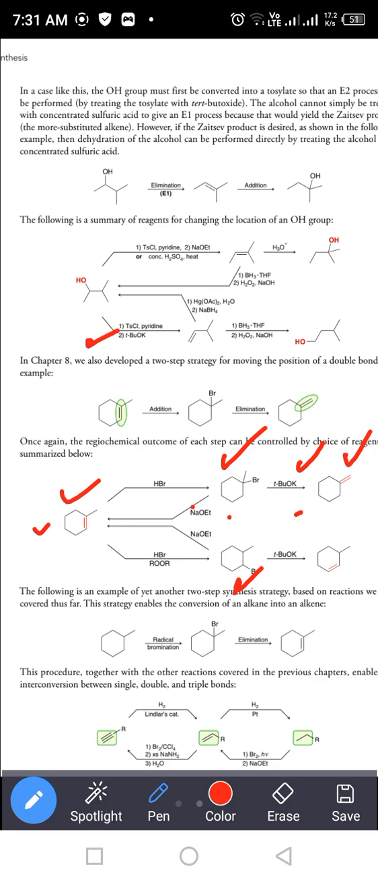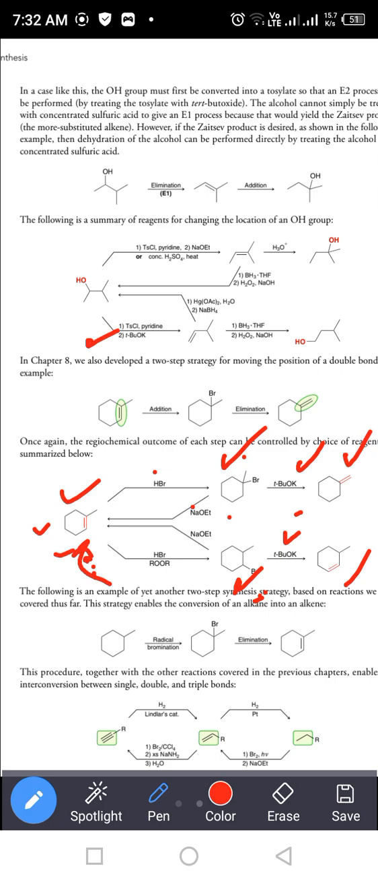And if we want to add to this alkene through anti-Markovnikov addition, HBr with peroxide, then Br will add from the less substituted side. So anti-Markovnikov addition gives the less substituted side. Now Br is at the secondary carbon. If we add HBr through Markovnikov addition, it gives a tertiary alkyl halide. And now if we add HBr with peroxide, anti-Markovnikov addition gives a secondary alkyl halide. Again, we treat this secondary alkyl halide with tert-butoxide ion. It gives this product.